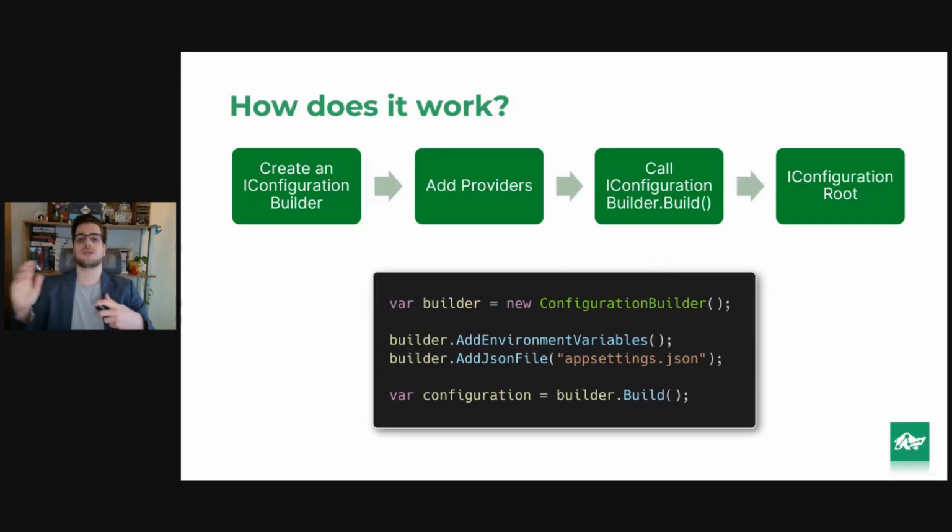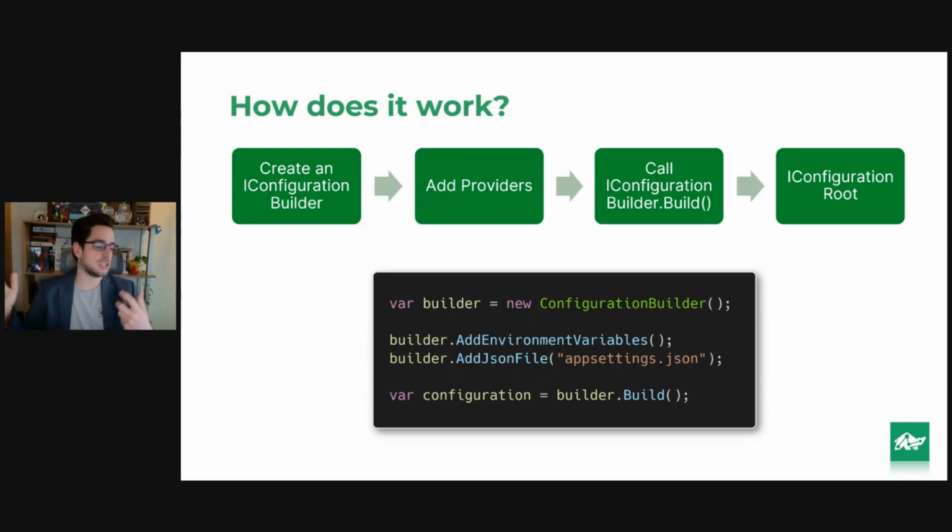So how does this all work? Well, to get to an instance of IConfiguration, you need to create a configuration setup. So you want to create an IConfigurationBuilder, then we're going to add some providers to it. We're going to call build on the builder, and we're going to finally end up with an IConfigurationRoot instance. This is kind of the same as IConfiguration, except it also has a list of all the providers. You shouldn't really be using this. If you're going to be using IConfiguration, you should always use IConfiguration.